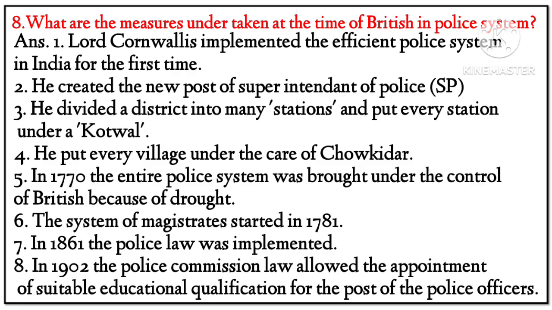In 1770, the entire police system was brought under the control of the British because of drought. The system of magistrates started in 1781. In 1861, the police law was implemented. In 1902, the police commission law allowed the appointment of police officers with suitable educational qualification.